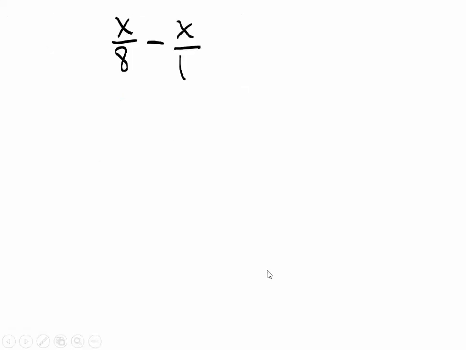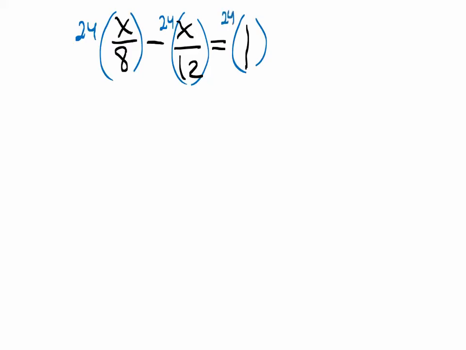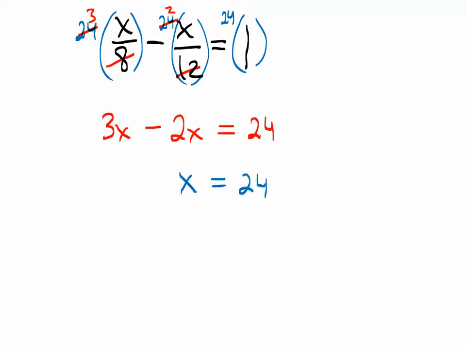All right, let's go for it. Multiplying through by 24. 8 goes into 24 3 times, so 3x. 12 goes into 24 twice, so 2x. And then the 24. This was kind of fun. Again, the math is not that complicated. It's the word problem, setting it up, putting it all together. I don't want you to get lost in the math. It's more about whether we can set it up.